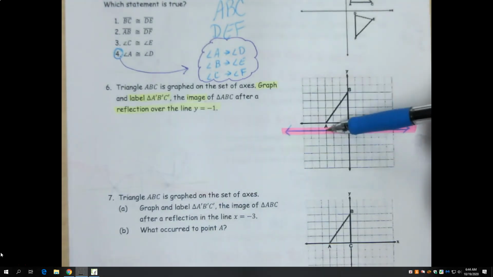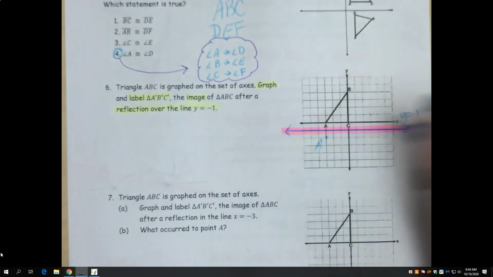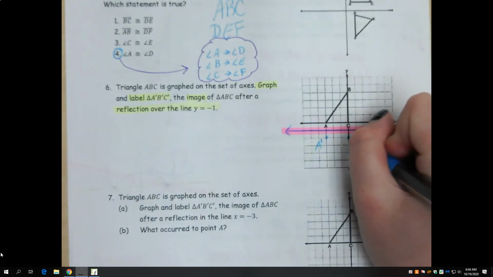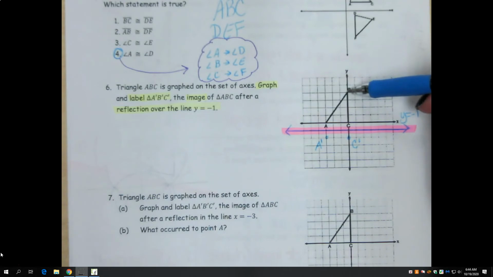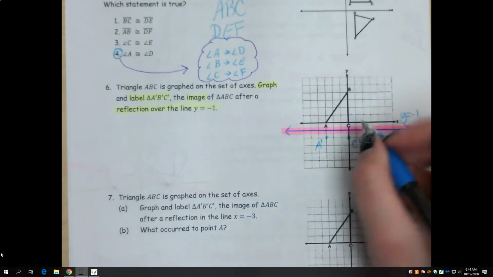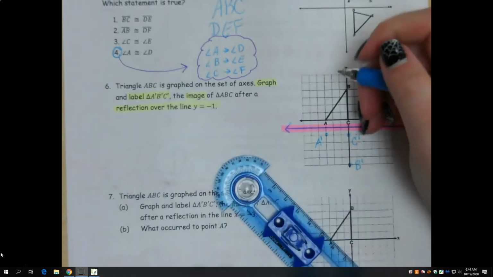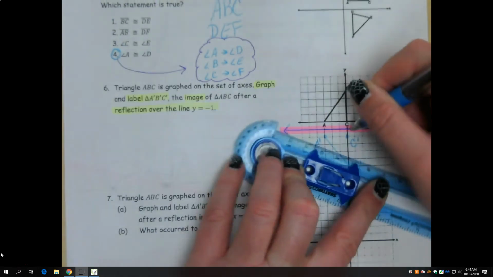From that line of reflection, instead of going up 1 unit for A, I'm going to go down 1 unit for A prime. Same thing for C. Instead of going up 1, I'm going to go down 1 for C prime. And then from the line of reflection, I have to count up 1, 2, 3, 4, 5 for B. So from the line of reflection, I have to count 1, 2, 3, 4, 5 down for B prime. When I reflect, I should be getting a triangle back. So with my straight edge here, I'm going to draw that in.